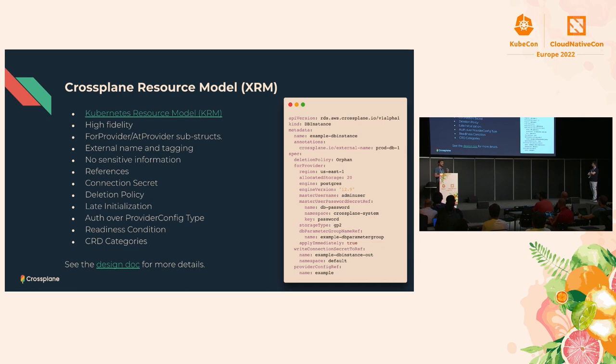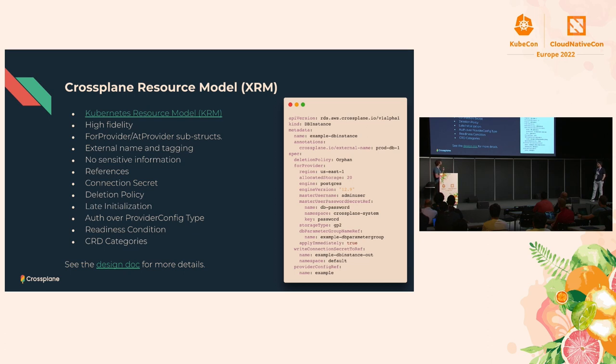So at every Crossplane provider, you can expect to see deletion policy. You can expect to see provider config ref, for example. But inside forProvider, that is resource specific. And then under status, you have atProvider. So status.atProvider would be what that specific provider returns from the API.